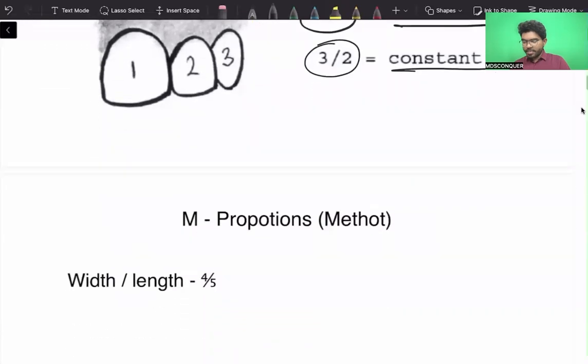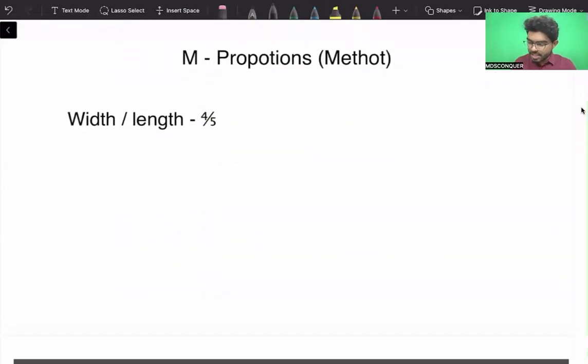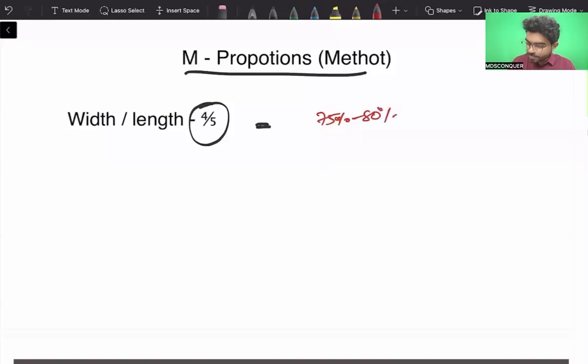There is something called the M proportion, which is very, very frequently asked in these examinations. M proportion is telling the width by length. The width by length ratio of a particular tooth should be 4 by 5. If they're asking in percentages, you need to go for an answer around 75 to 80%. Done? If you're done, please do respond to me.